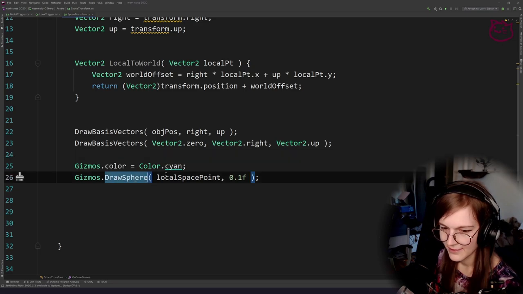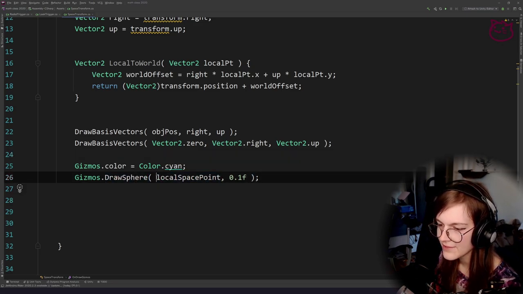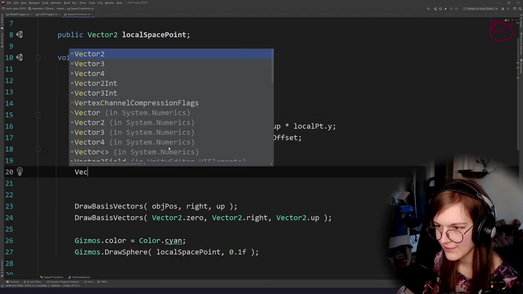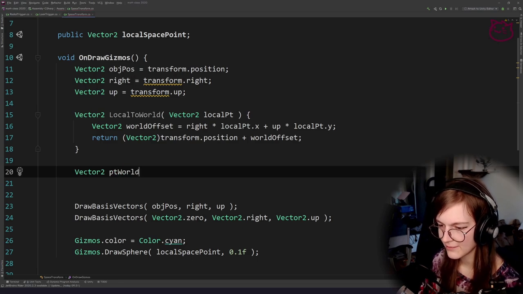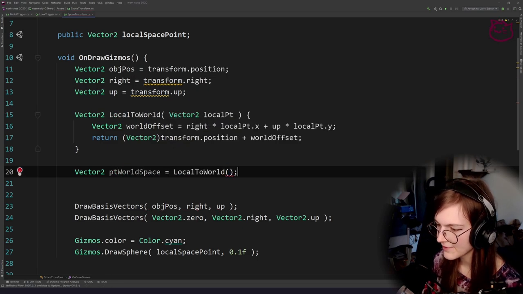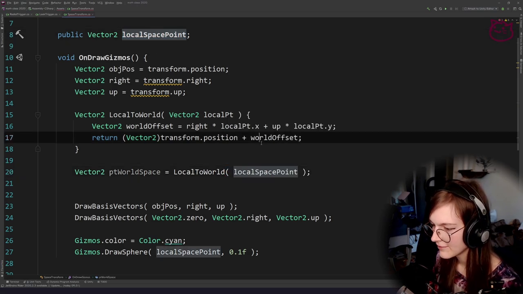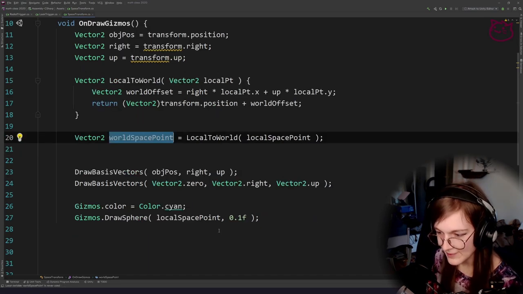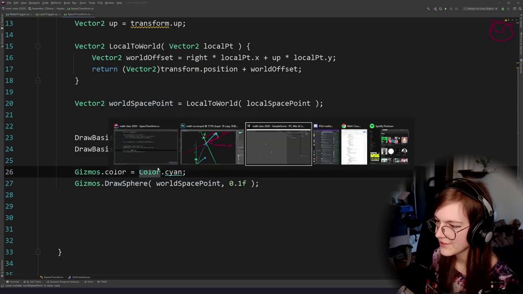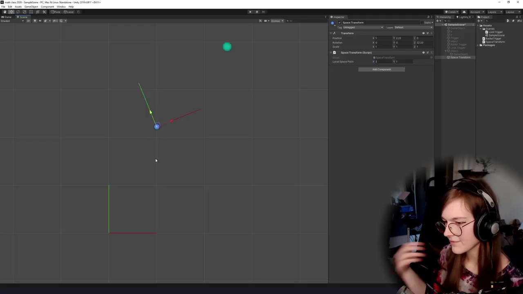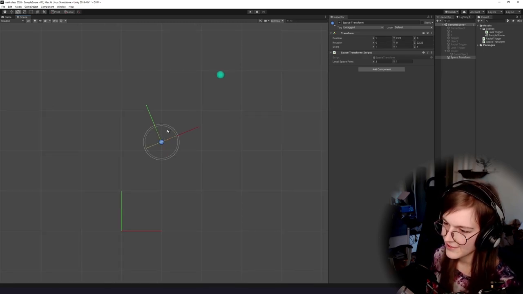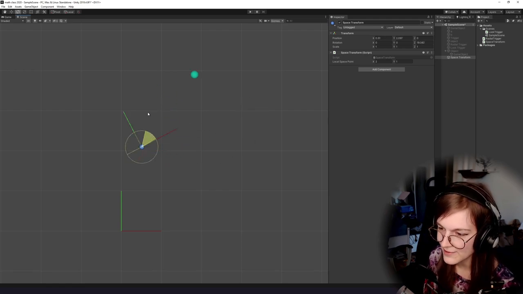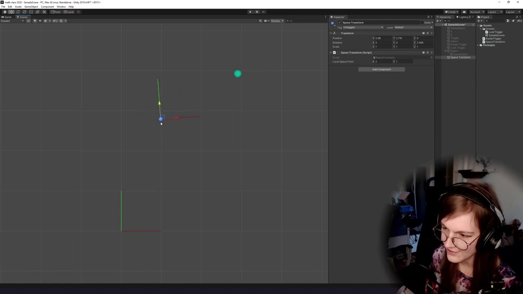Let's take the, here. So we want to get the world space point after this. So let's define a variable. So point world space. So we do local to world, and then we take our local coordinate, local space point. Let's be consistent, world space point. Now we have the world space position. Now we're going to pass that into the drawing function. Then when we go back, now it's drawing in the correct location. So if we rotate this one, it's now correctly positioned because we've converted this to world space so that the drawing function knows where to draw this thing, right?